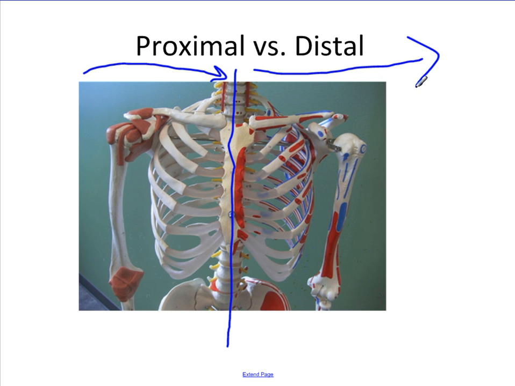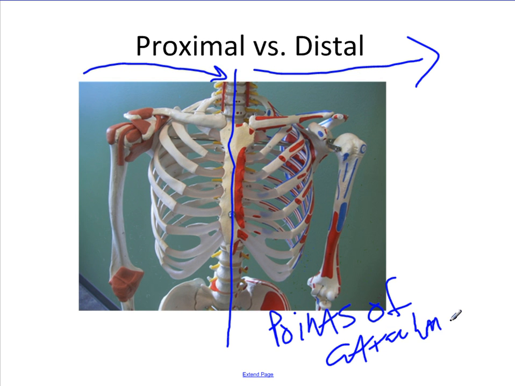Well, you have to think of proximal and distal as points of attachment. Sorry, my marker has a mind of its own sometimes. Points of attachment. So, are two or more objects attaching or coming together closer to the middle of the body, or are they doing it farther away? Okay, and that's why I chose the skeleton here, because let's say we take a look at the humerus, the bone in your arm. What is more distal, the shoulder or the elbow? So this would be the shoulder. This would be the elbow.